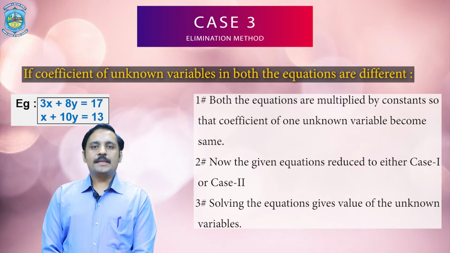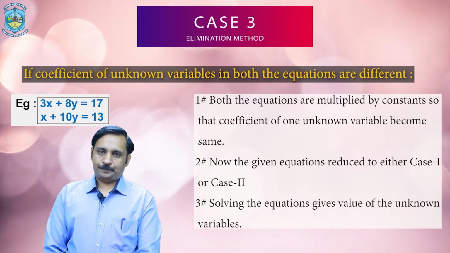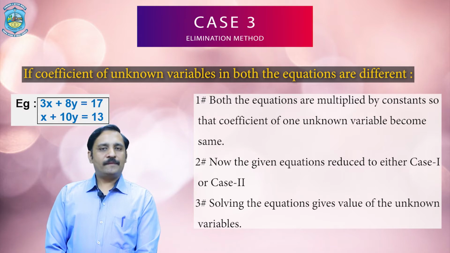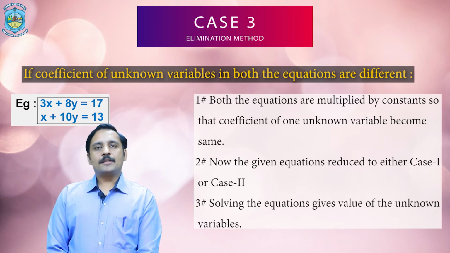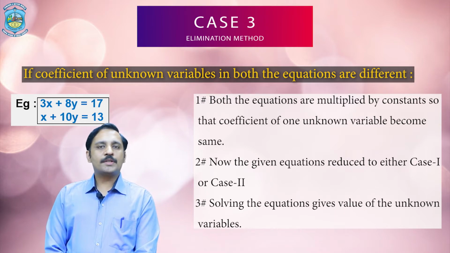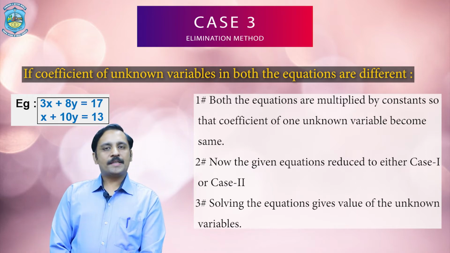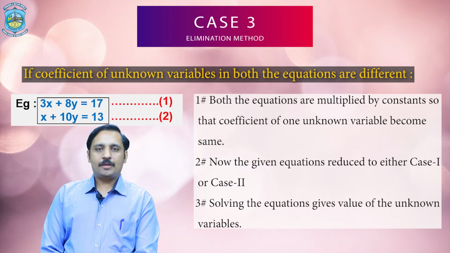We have the equations 3x plus 8y is equal to 17, x plus 10y is equal to 13. Here none of the coefficients are the same. That means this is of case number 3. So let us mark them equation number 1 and equation number 2.